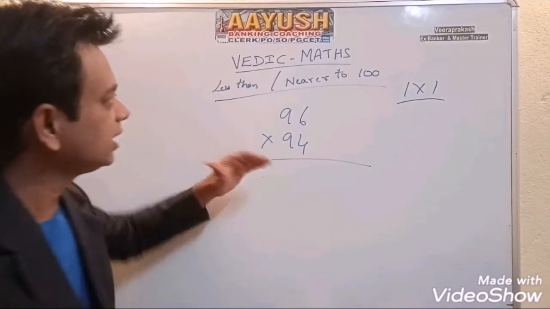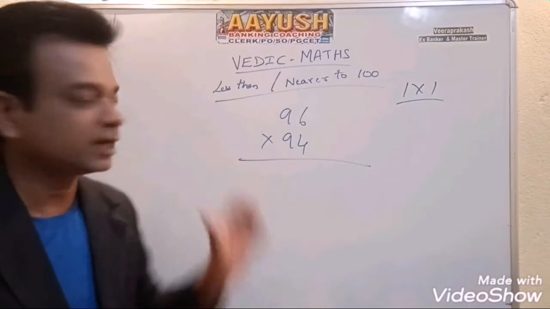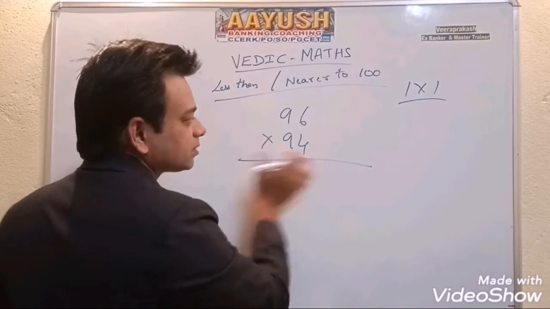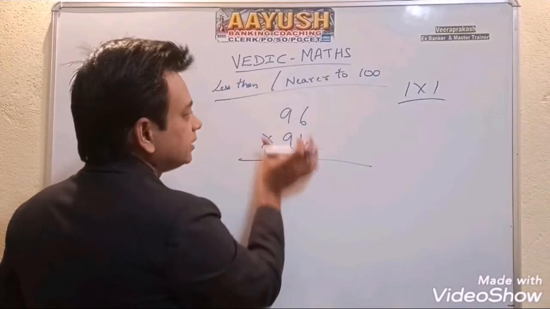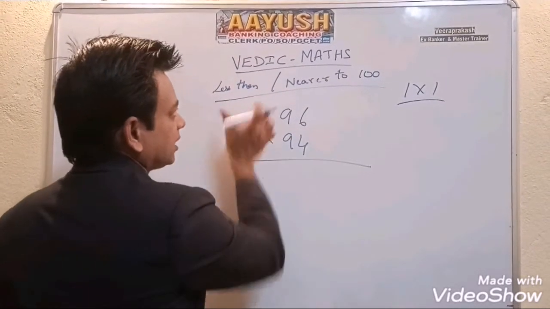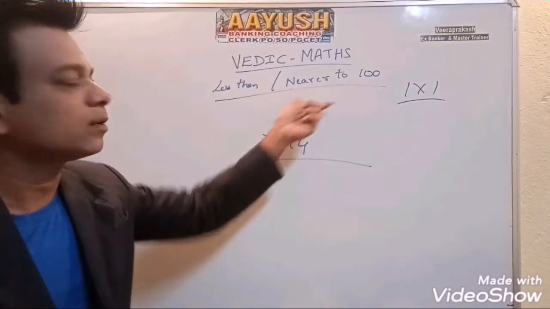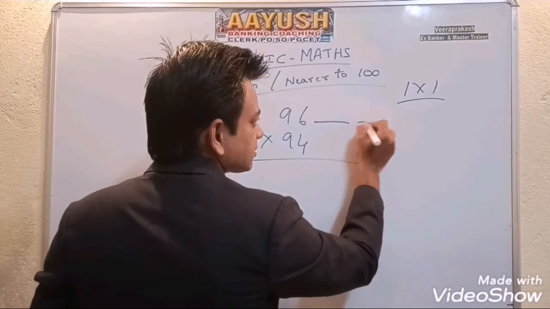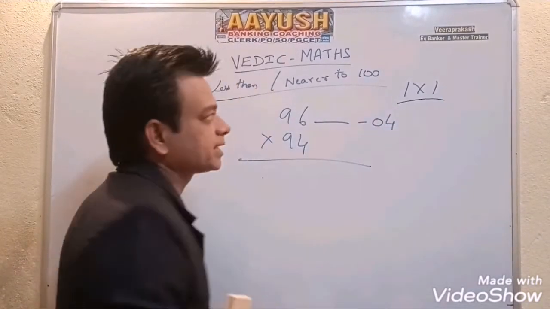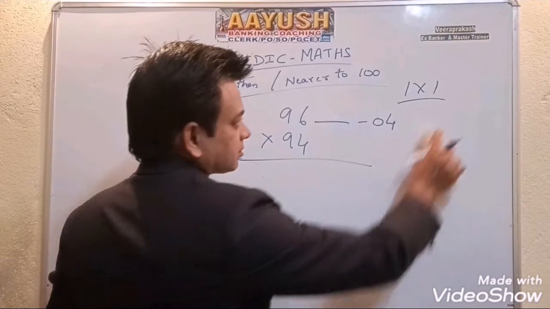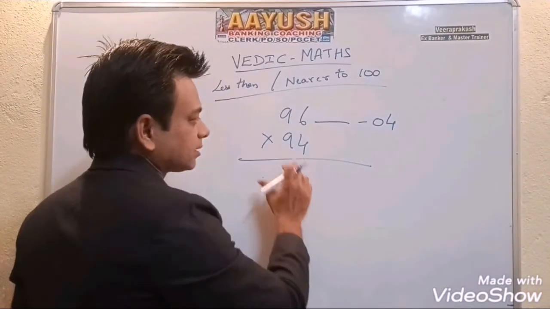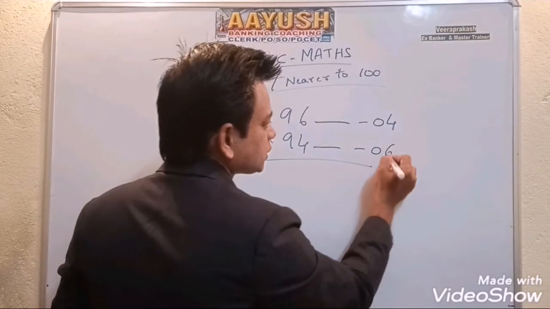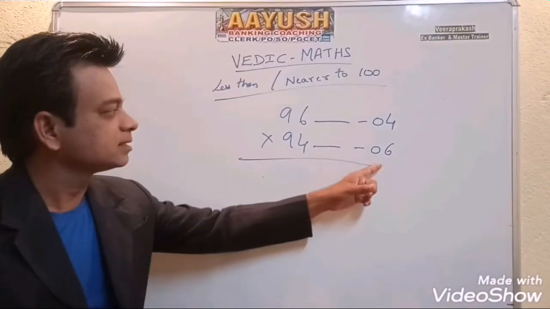So in this case, we are dealing with the Vedic maths for numbers less than or near to 100. Suppose we want to multiply 96 into 94. The condition is that the numbers should be less than or near to 100. How much less is 96? 4 less. So 100 minus 4 is 96. Similarly, 94 is 6 short. So 100 minus 6 is 94.